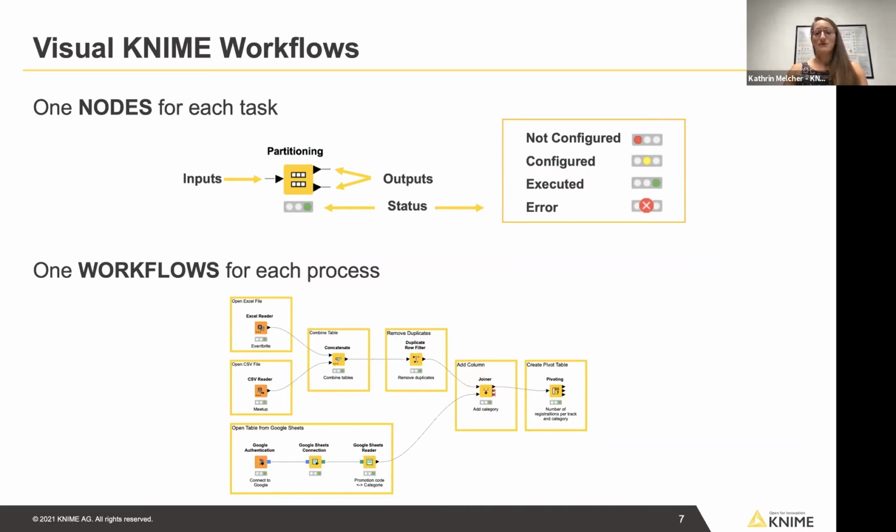And after we executed the node, it's hopefully green, which would mean then that the data tables are now available at the output port. And in case something went wrong during the execution, then we get this red circle with the white cross, which tells us, okay, some error occurred. And then we can combine many of these nodes into a workflow. And with one workflow, we can then automate one process.